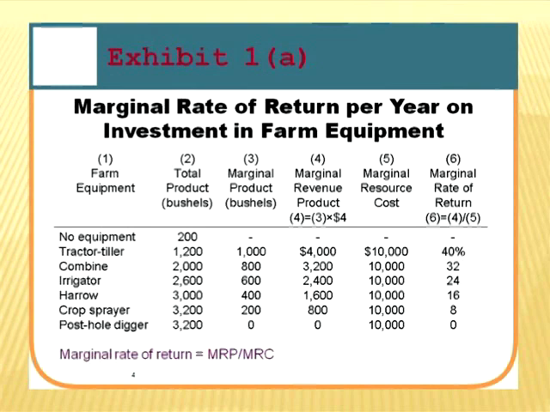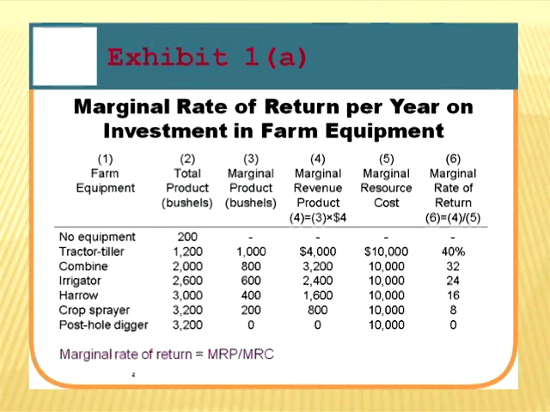If we also use a combine, we'll produce 2,000 bushels of wheat, which is a net addition, a marginal product, of 800 bushels. Irrigator adds 600, harrow 400, crop sprayer 200, and then we get to the point where we have a post hole digger, which adds absolutely nothing. Note in this case that the diminishing marginal returns begin from the very start, where our marginal product begins to diminish from the very first piece of equipment.